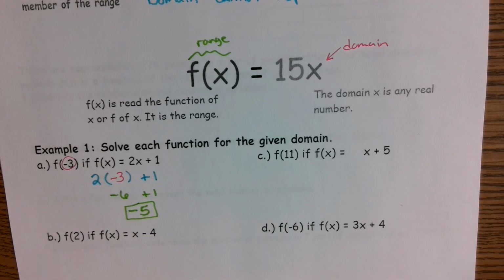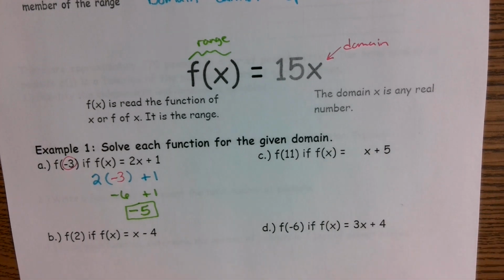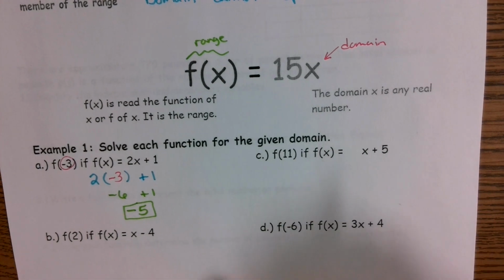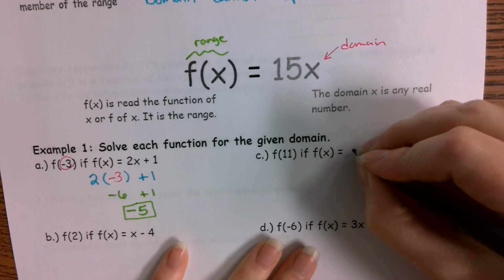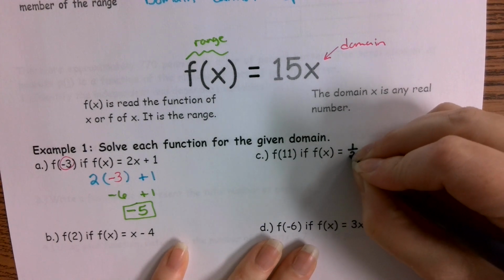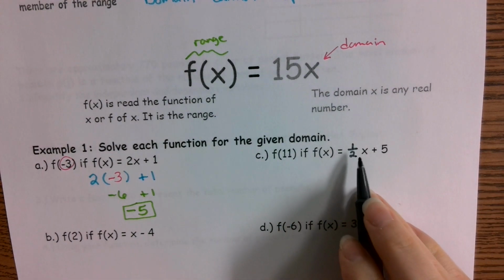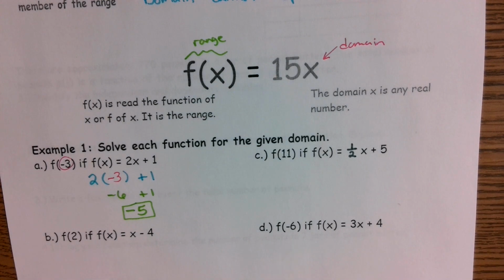I want you guys to do the same thing for the rest of these, except replace this. I have a space here because my fraction didn't come out very nicely. So put a 1/2 in front of that x. That's got a coefficient of a 1/2. Go ahead and work out these problems by yourself, please.